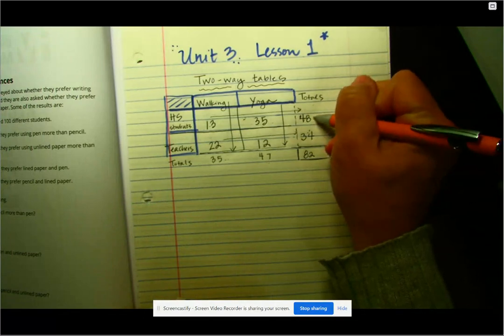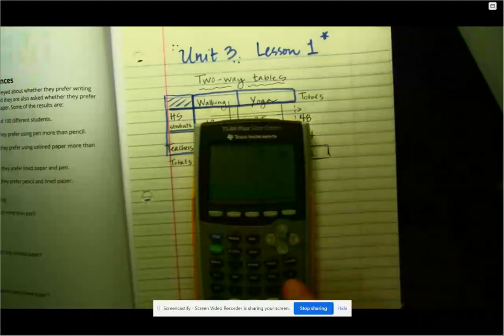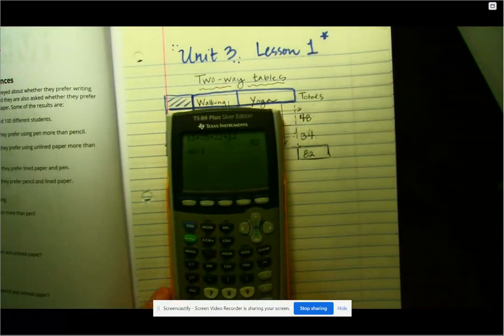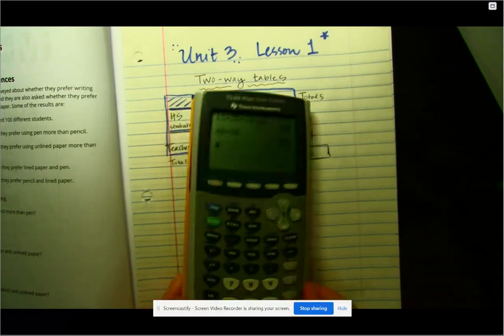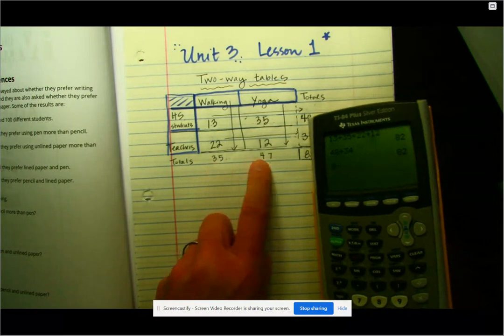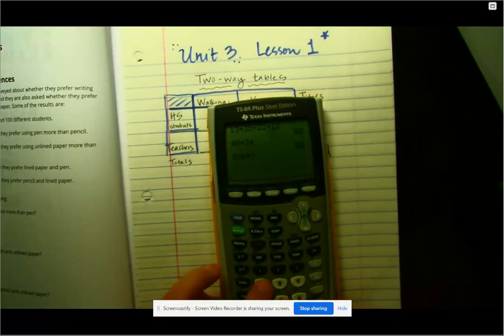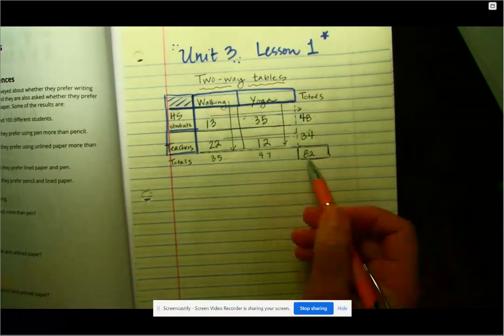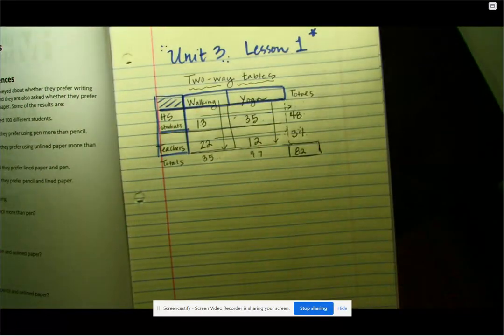How many high school students and teachers were surveyed? That 48 plus 34, it should all work. Woo, 82. And if you look at the people that like walking and yoga, 35 plus 47, 82. Okay, so that's basically how it works.